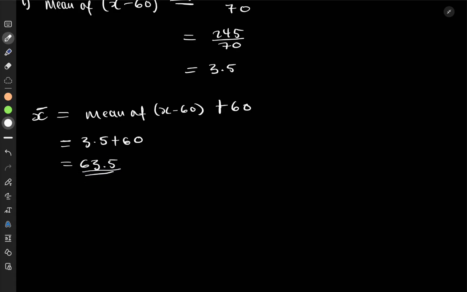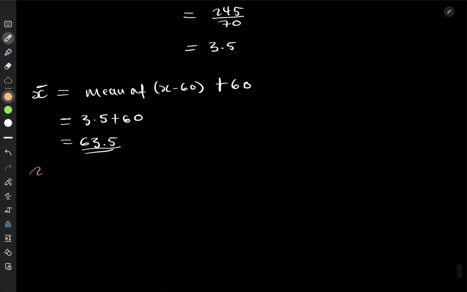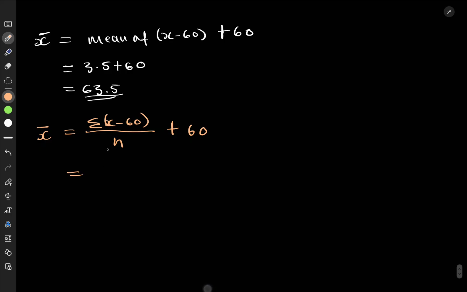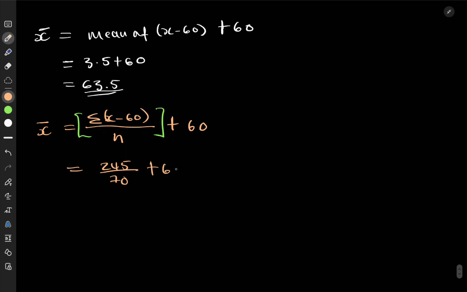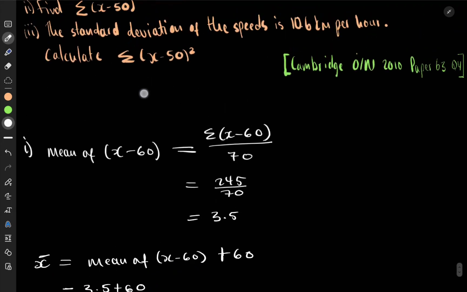Now there's a shortcut to doing this. We could have written it like this. I'll write it in orange. The mean is equal to the mean of x minus 60, which is the summation of x minus 60 over the number of terms. Then we add 60 to it afterwards. So it was just the sum of x minus 60, which is 245, over 70. Remember that this part is the mean of x minus 60. And then we add 60 afterwards. We still get 63.5. This is a shorter way to write it, which can help us when we've got many other situations. Let's go to the second part.